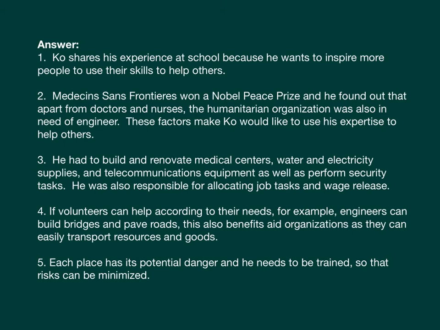Number 3, he had to build and renovate medical centers, water and electricity supplies, and telecommunications equipment, as well as perform security tasks. He was also responsible for allocating job tasks and wage release. Number 4, if volunteers can help according to their needs, for example, engineers can build bridges and pave roads, this also benefits aid organizations as they can easily transport resources and goods. Number 5, each place has its potential danger, and he needs to be trained so that risks can be minimized.